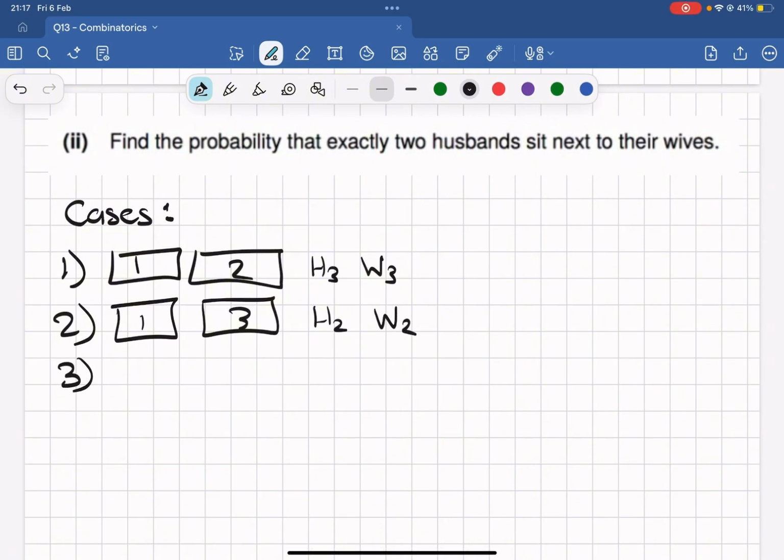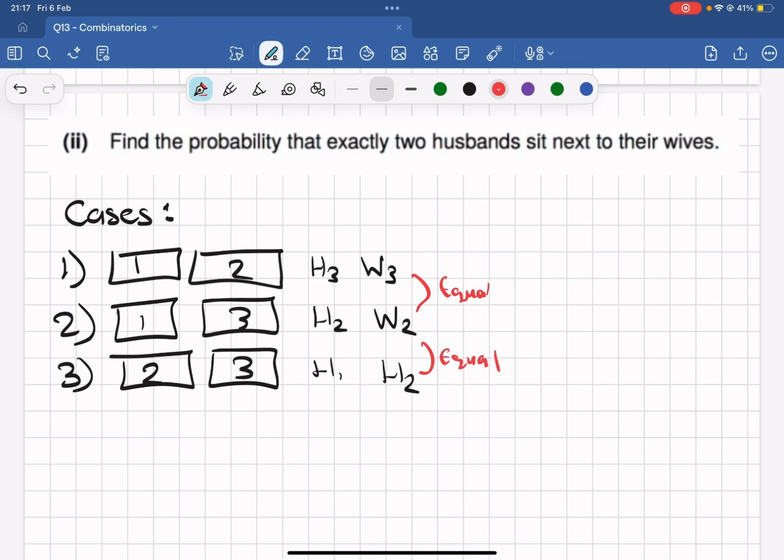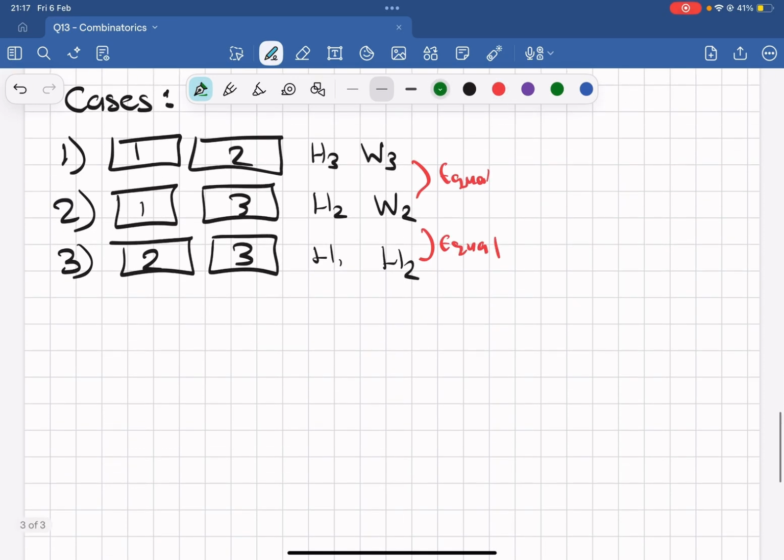And for the third one, pair 2, pair 3, husband 1, wife 1. Now we know that the probability for each of these is equal. So all we have to do is work out 1 and times it by 3. So let's just solve case 1.